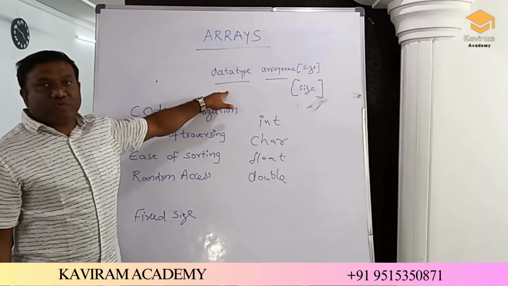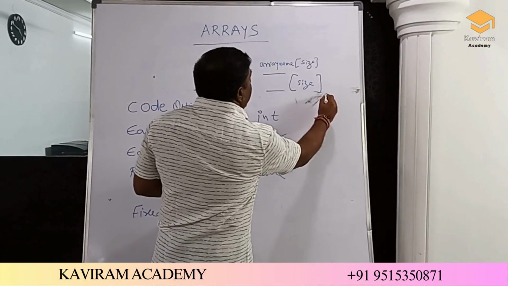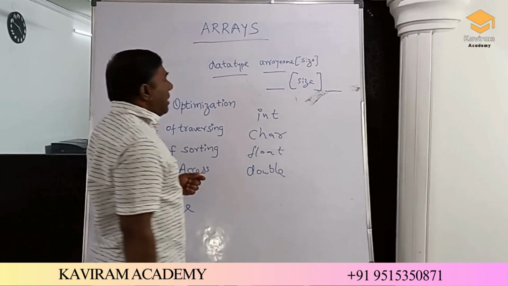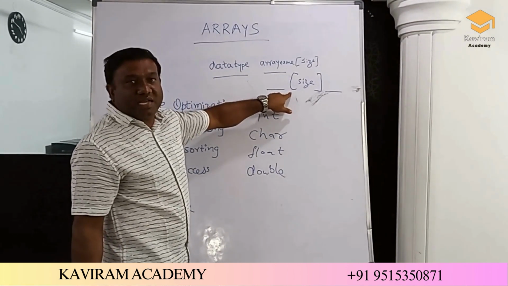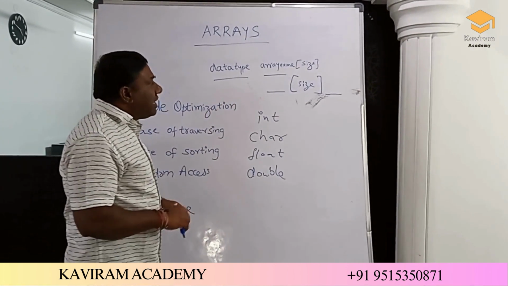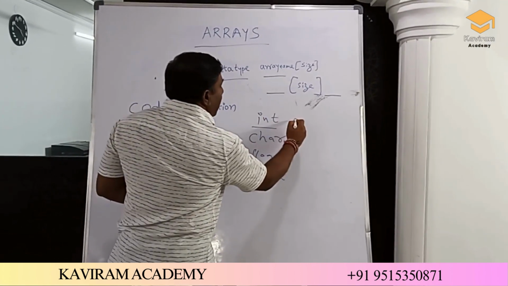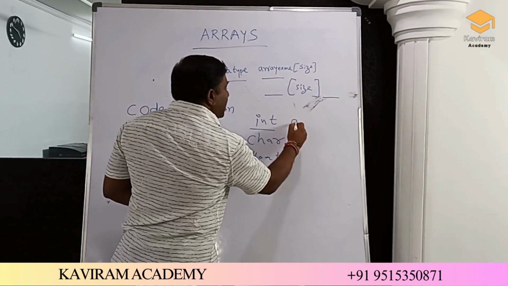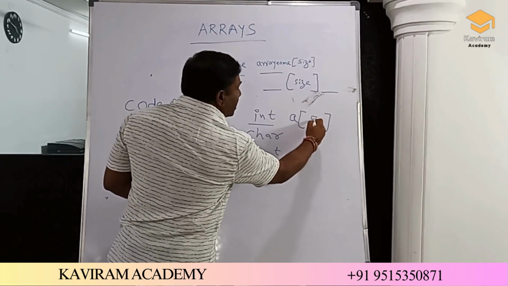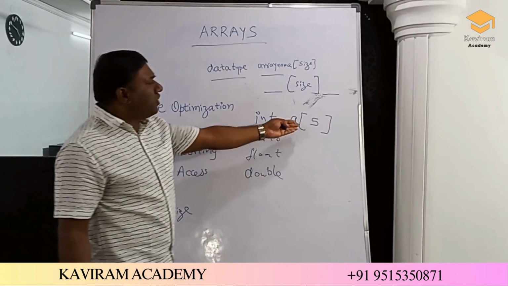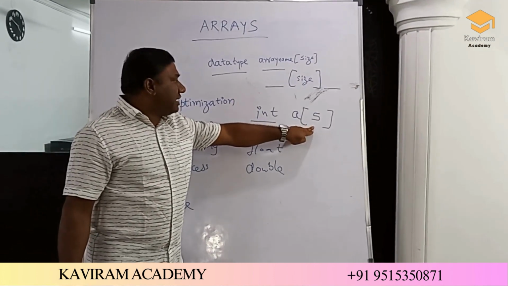So this is the syntax for arrays, and the array name can be at the front or at the end, that does not matter. The only thing is that the C processor will understand this particular symbol as an array. For example, if we are taking an integer array, the syntax is int, the array name can be anything, say A, then the array symbol, and then the size. If we are giving it for 5 variables, the size of this array is 5.